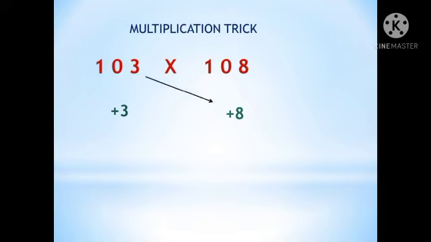Next, we are going to do cross addition. There we did cross subtraction; here we are going to do cross addition. That is, we can add either 8 with 103 or 3 with 108. In both cases, we will get the same answer. If we add 8 with 103, we will get 111.